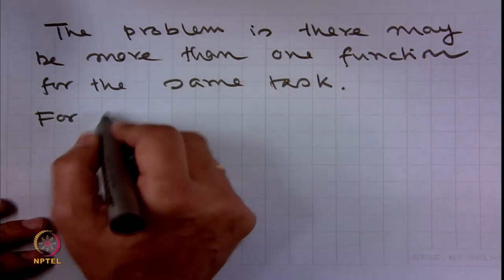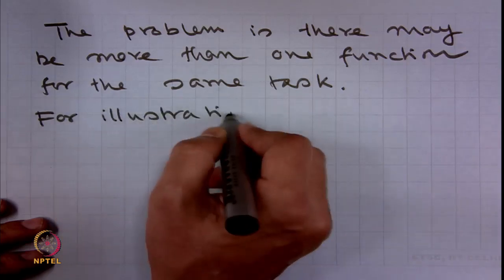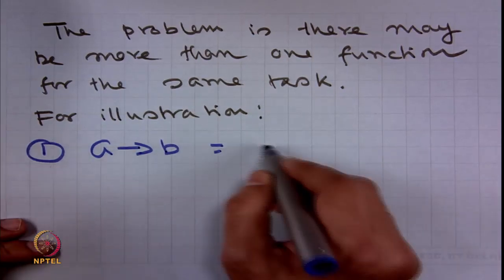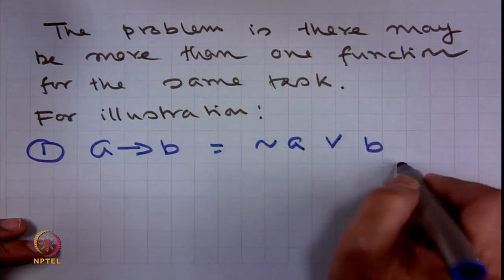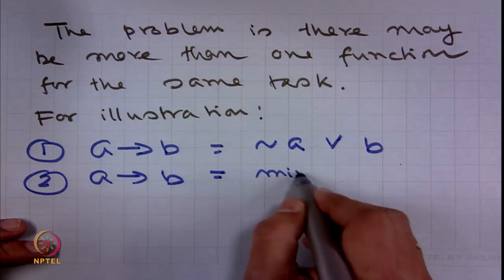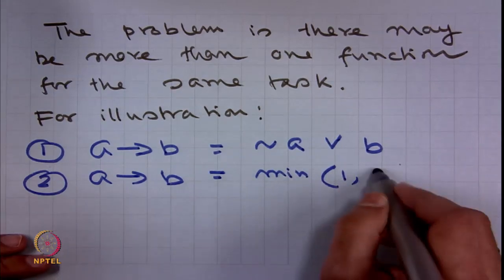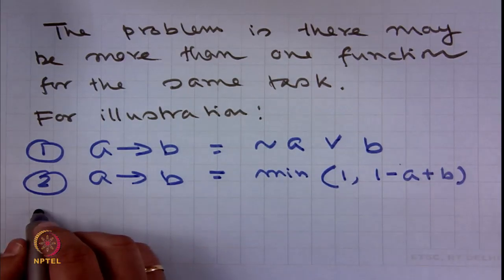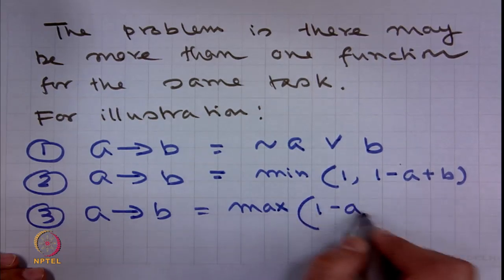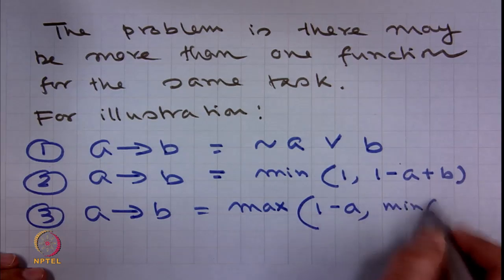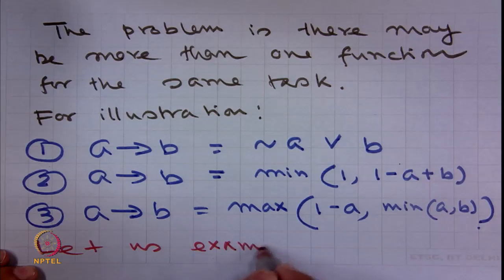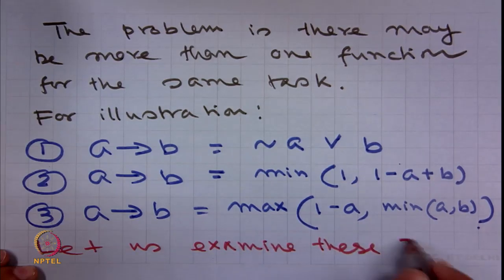For illustration, suppose we use A implies B is equal to not A or B. Second formula is A implies B is equal to minimum of 1 comma 1 minus A plus B, and suppose a third formula is A implies B is equal to maximum of 1 minus A comma minimum of A comma B. Let us examine these three formulae.